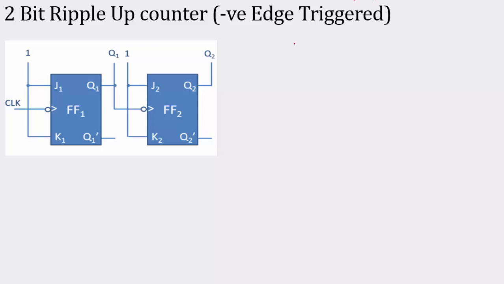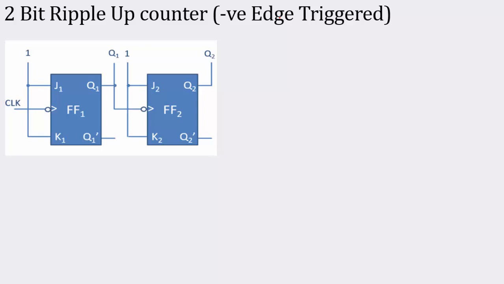Now look over here: is it synchronous or asynchronous? It's asynchronous. Why? The clock has been given only to the first flip-flop. What about the clock of the next flip-flop? That is the output of the first flip-flop. That means it's a negative edge. That means the JK flip-flop changes its state when the clock goes from 1 to 0.